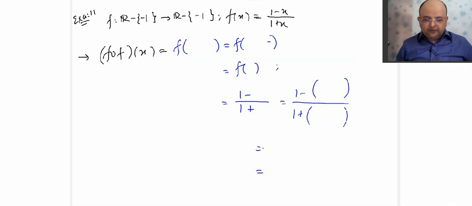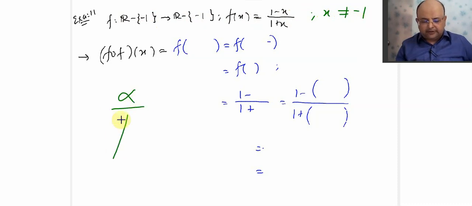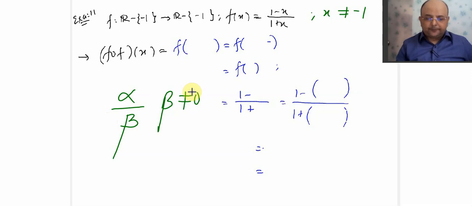Ready? What is your f? Your f is a function from R minus 1 to R minus 1. f of x equals 1 minus x upon 1 plus x, x is not equal to minus 1. Whenever you write alpha upon beta, you will have to insist that beta is not equal to 0.